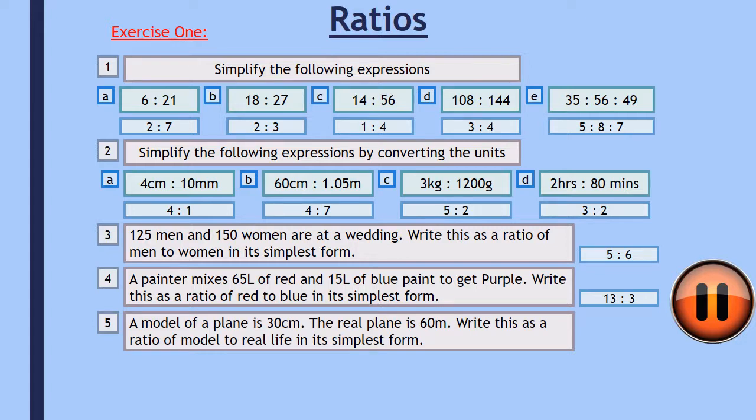There are 13 5s in 65 because we know that 12 times 5 is 60. And there are 3 5s in 15 because 3 times 5 equals 15. So our new ratio is 13 to 3.